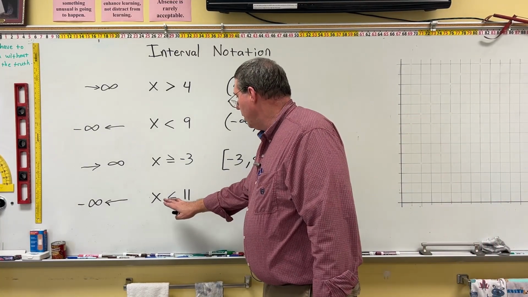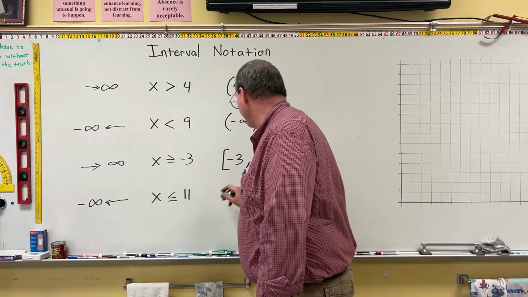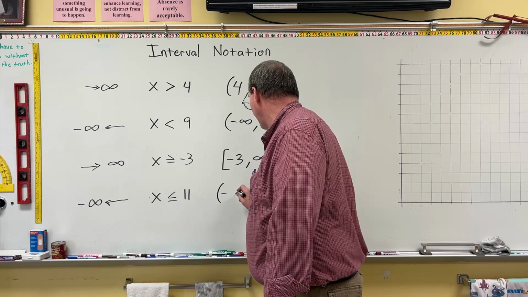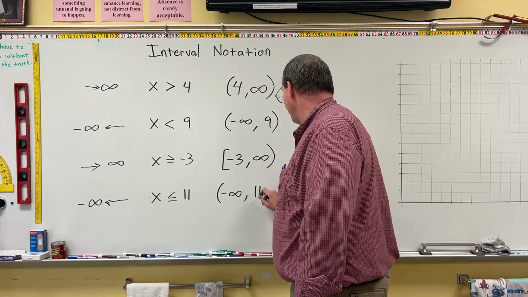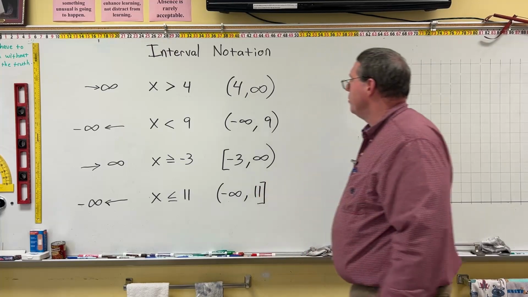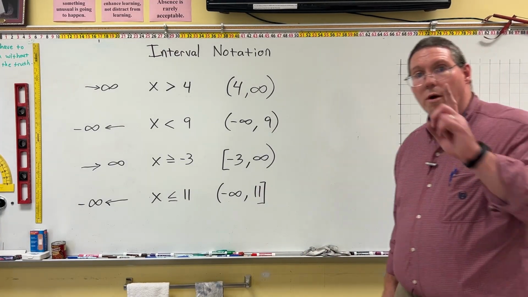And then here, less than or equal to 11. So all the numbers less than 11 are at negative infinity, or going toward negative infinity. So we have parenthesis, negative infinity, comma, 11, and we're including 11, so we do a bracket. And that is how we write interval notation. I have one more to show you.